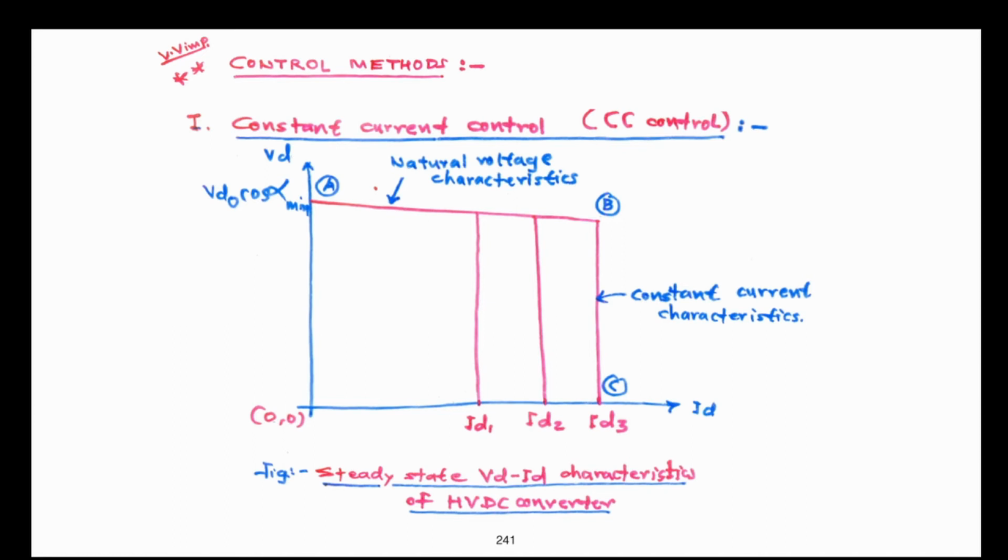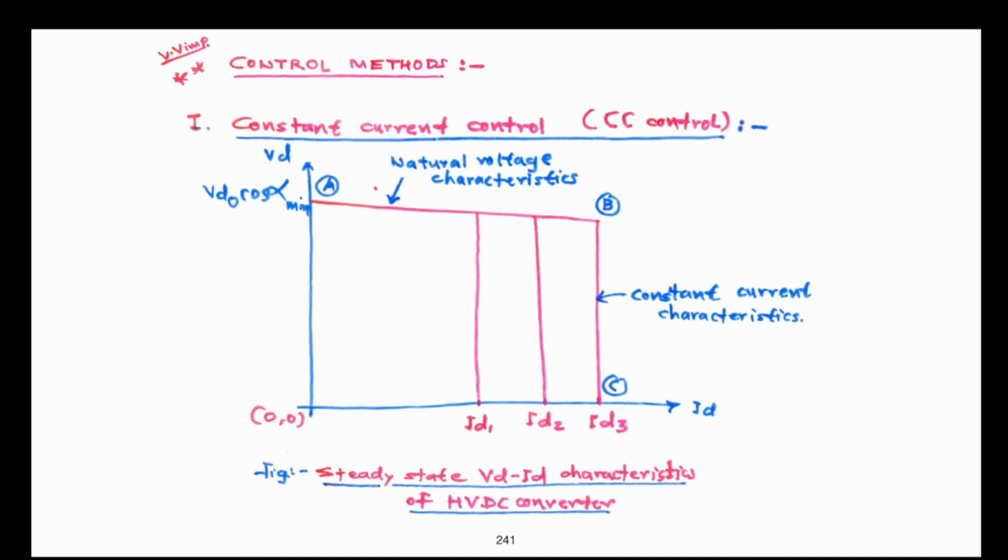Having understood the parameters that are responsible for controlling the power flow, and primarily the voltages and currents in the HVDC system, now let us arrive at the various control methods that are suggested for stable operation of the HVDC system.